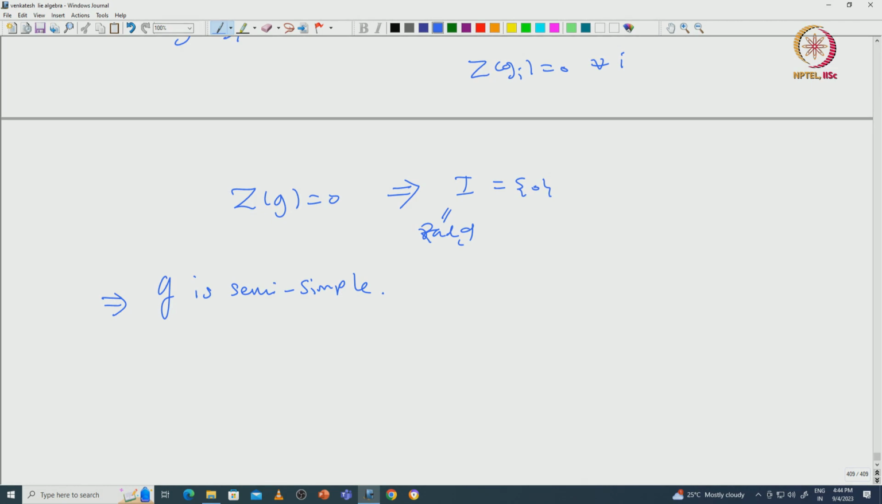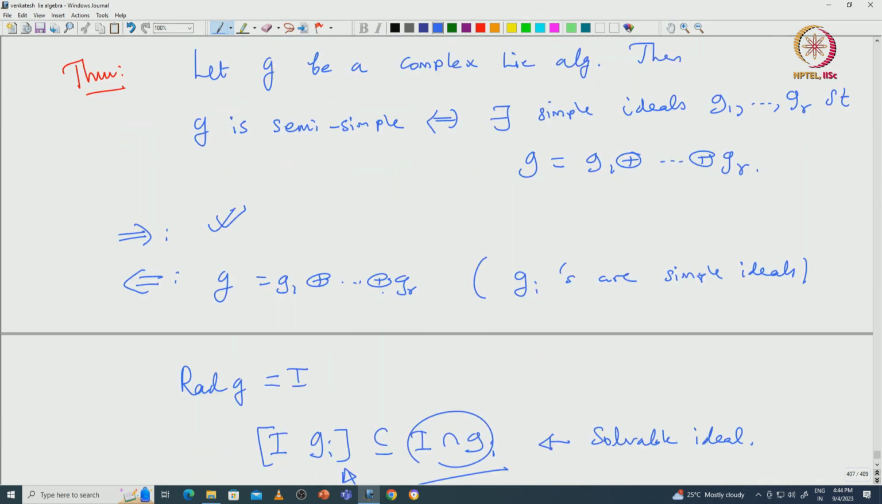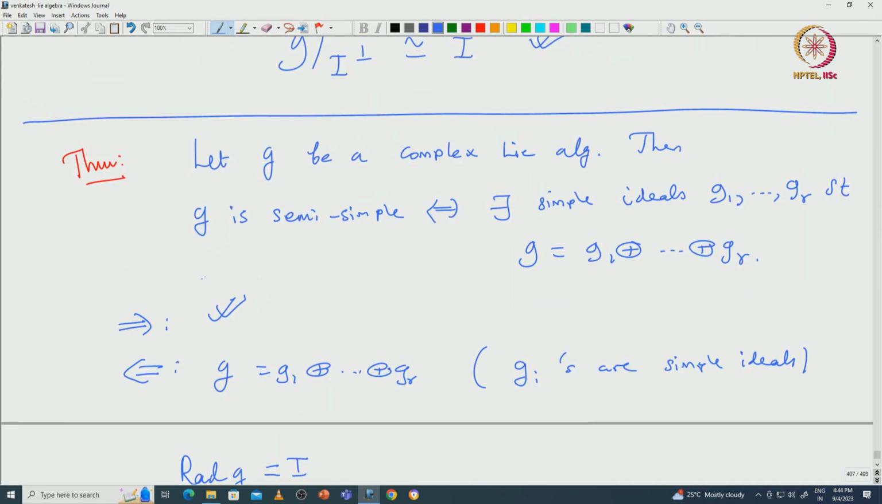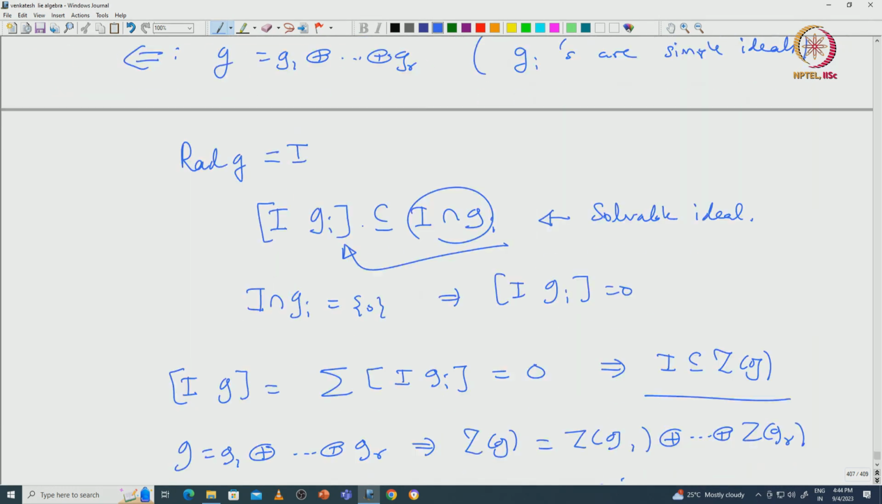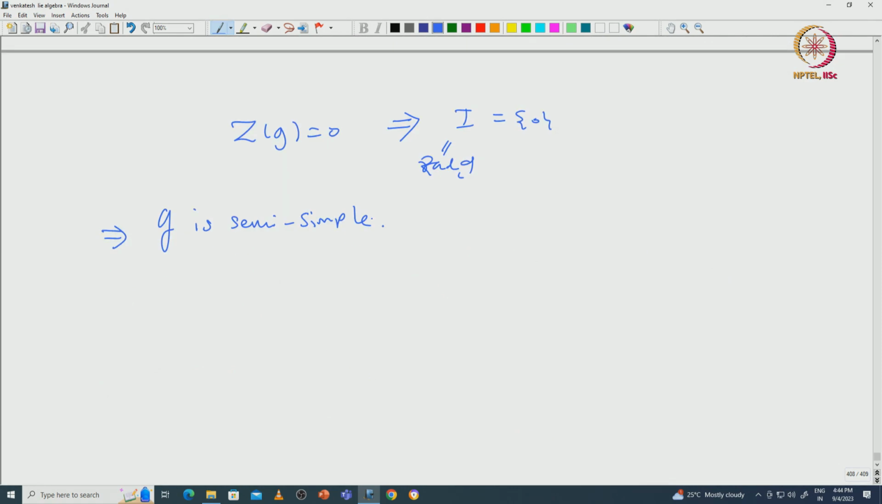So, this is a very important criterion, because it says that if we know G is semi-simple, then G can be written as a direct sum of simple ideals. Now, as an immediate corollary, one can easily get the following. Since G can be written as a direct sum of simple ideals, the derived algebra of G, G bracket G, must be G if G is semi-simple.